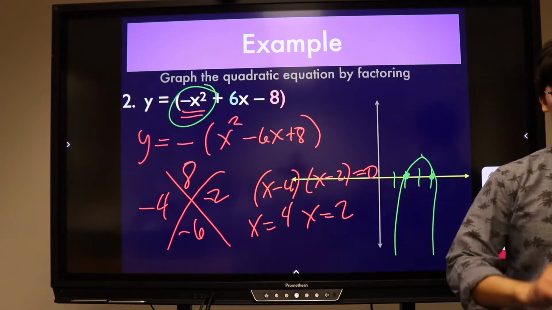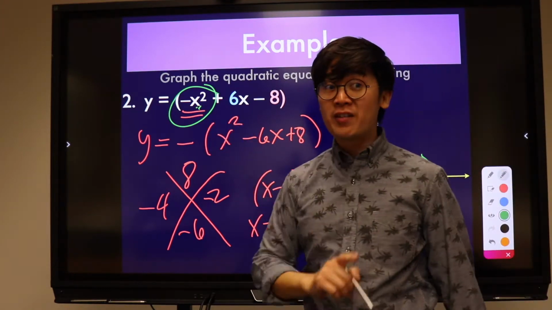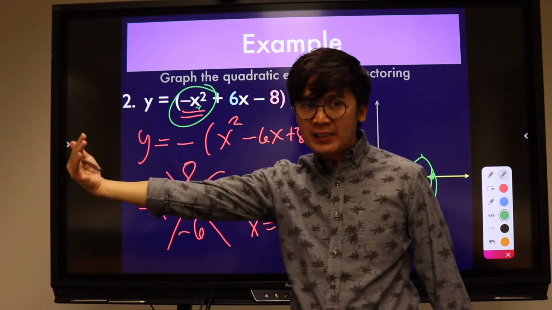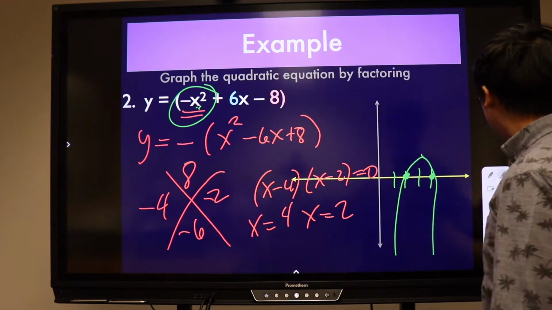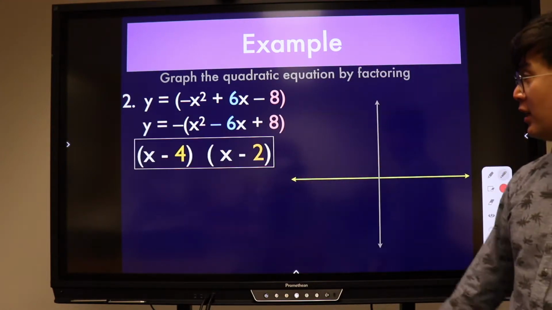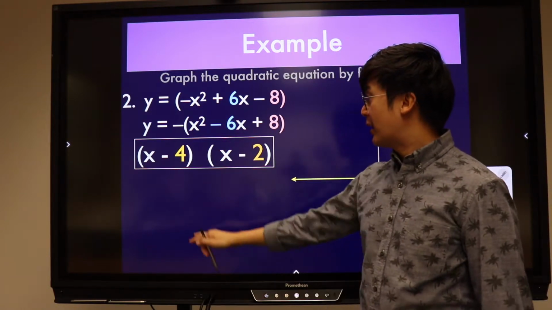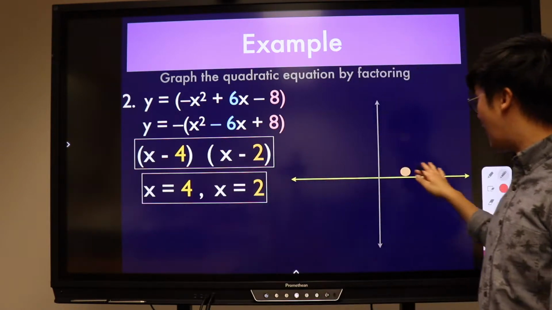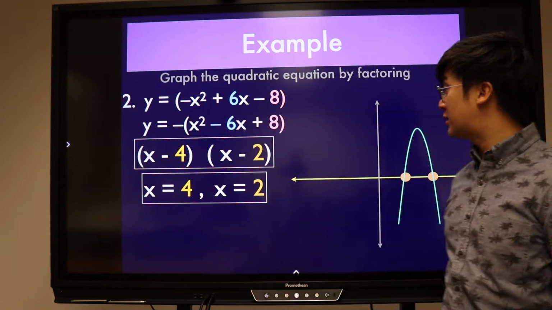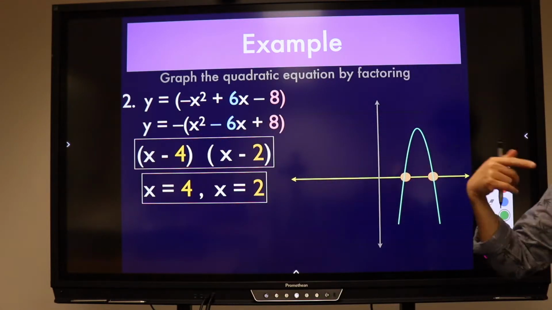Got it? So watch out for the negative quadratic term. If it's a negative quadratic term, try to take out the negative so it will become positive, because it will become factorable once you take it out. So you have two factors, ZPP, and you have your solutions at 4 and 2. The parabola is opening downwards, and that's how you solve it.